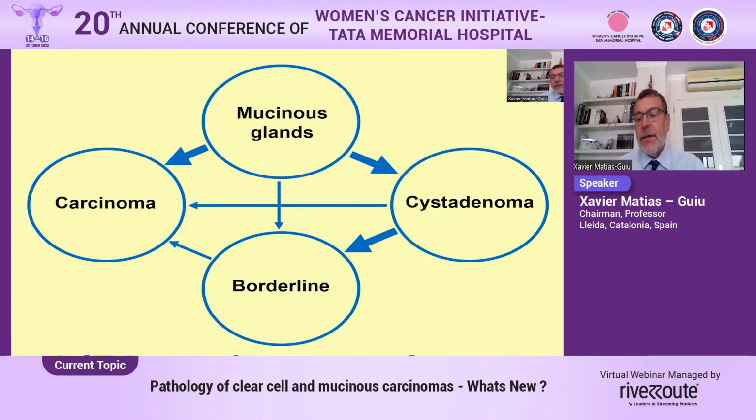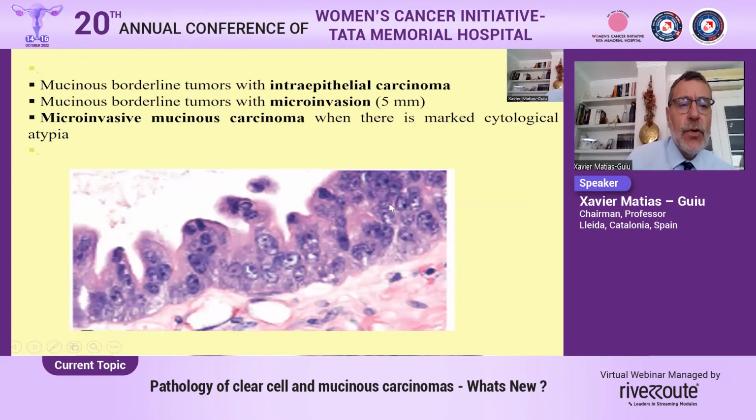Very important, and that is different from other types of tumors in the ovary. When we have a mucinous carcinoma, we can have areas of borderline or benign tumor. So there is a spectrum of changes. And we can demonstrate that spectrum of changes if we pay attention to borderline tumors. In borderline tumors, we can have intraepithelial carcinoma, we can have microinvasion, or even microinvasive mucinous carcinoma. So these features demonstrate that there is a spectrum of changes from borderline to mucinous carcinoma.